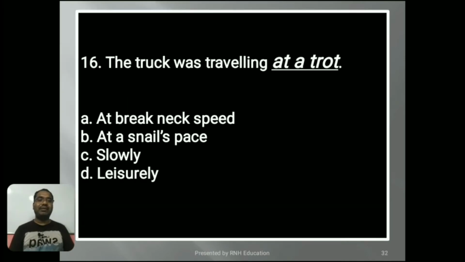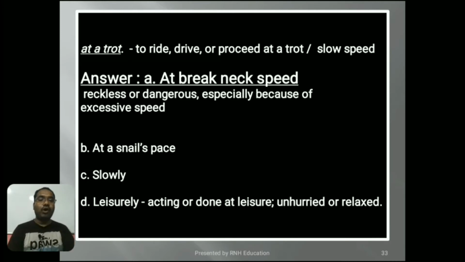The truck was traveling at a trot. The phrase is at a trot, and the options are A, at breakneck speed, B, at a snail's pace, option C, slowly, and option D, leisurely. Okay, now going to the answer section. At a trot means to ride, drive, or proceed at a trot, that means slow speed. Actually, at a trot means slow speed. So the right answer should be at breakneck speed. That is very high speed.